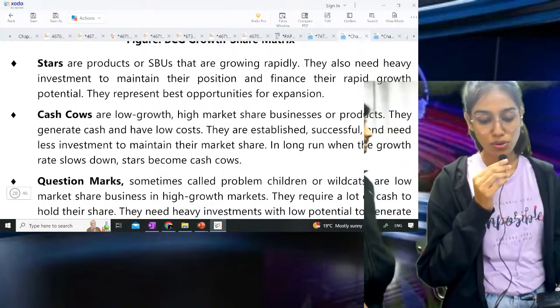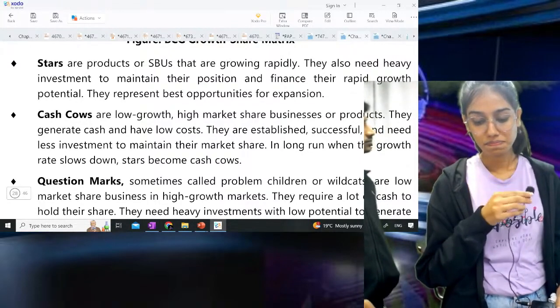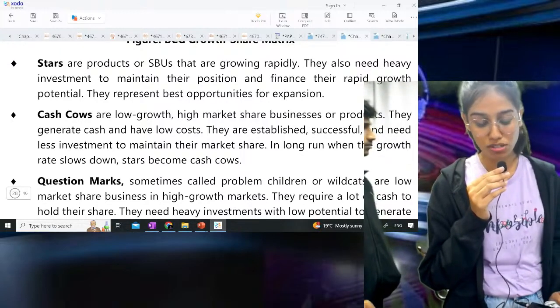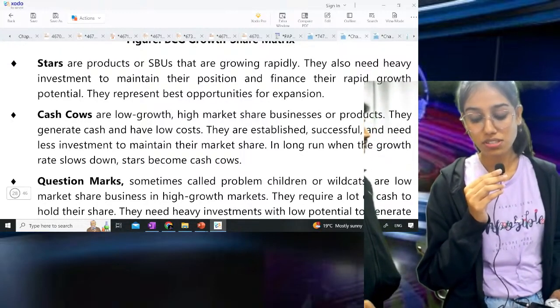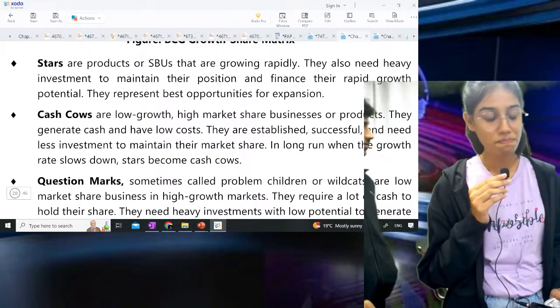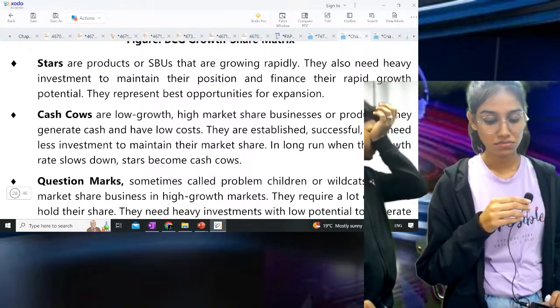Cash cows are low growth, high market share businesses. Underline: low growth, high share. They generate cash and have low cost. They are established, successful and need less investment to maintain their market share. Why less investment? No one will come into such an industry which is reducing.